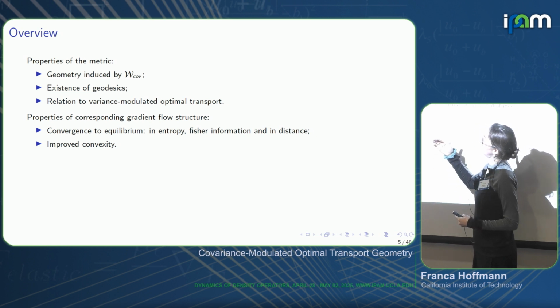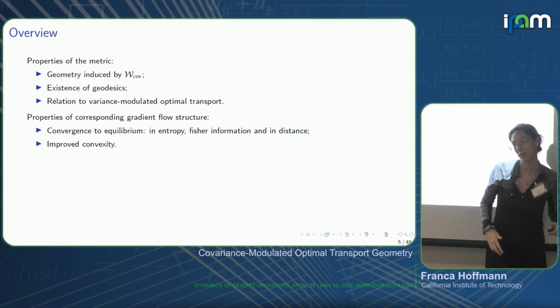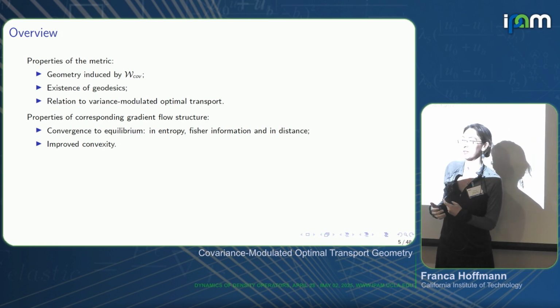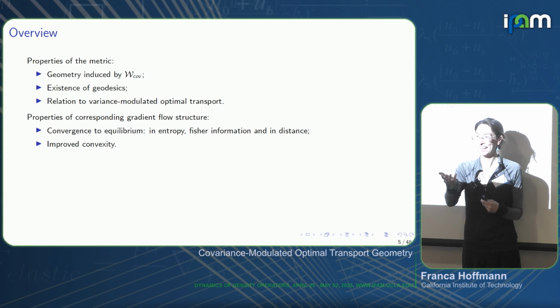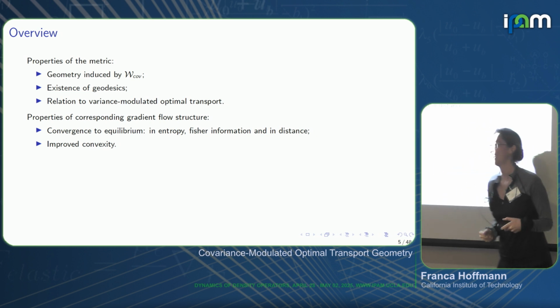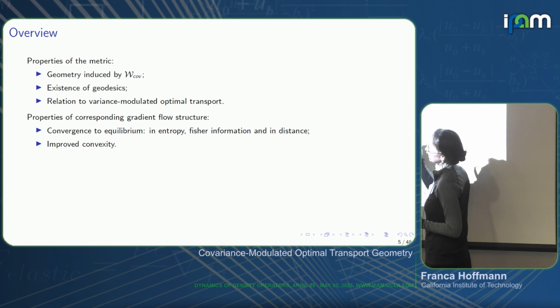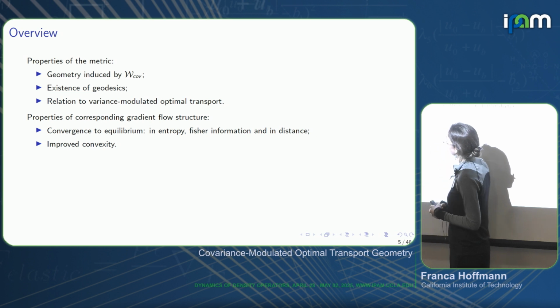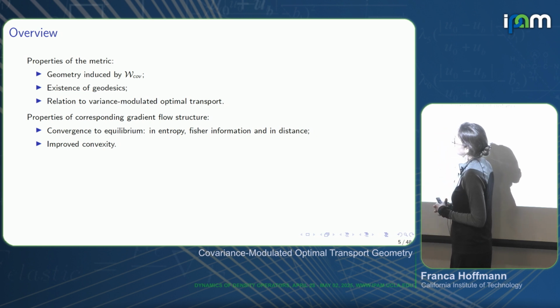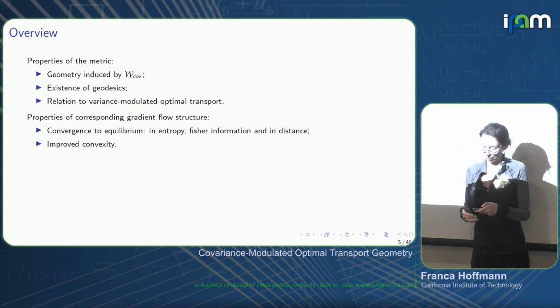And then I will also relate this covariance-modulated metric to a variance-modulated metric, which is actually related to a paper by Eric and Wilfried from 22 years ago. I will get to that later. And then we would like to understand the convergence properties of the corresponding gradient flow structure and how that's related to convexity properties of the functionals.